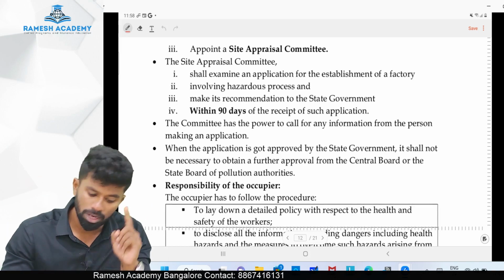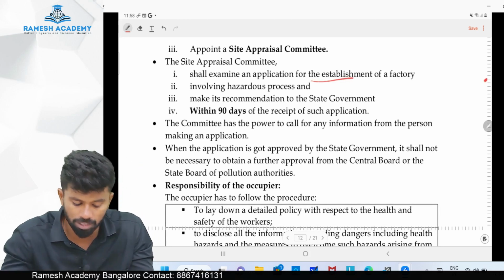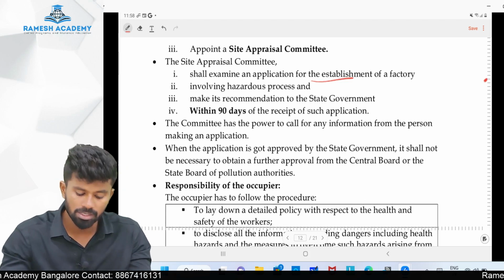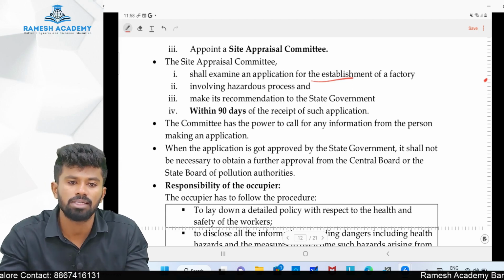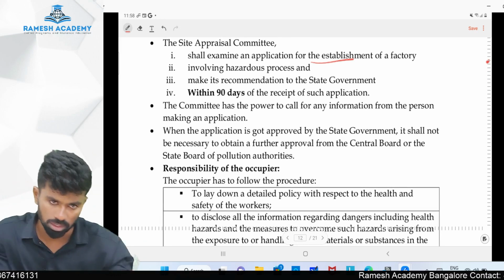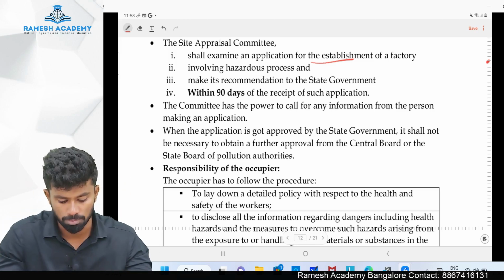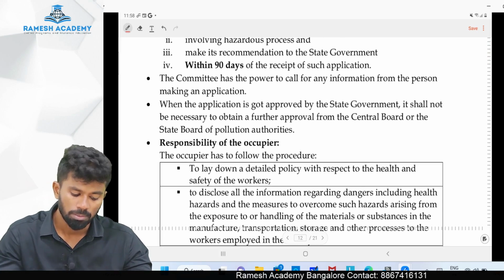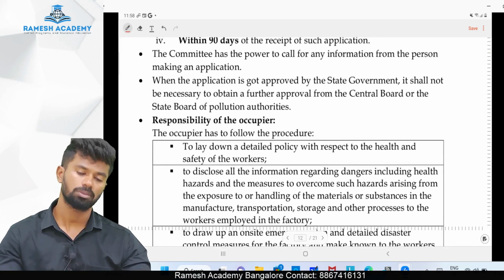The site appraisal committee shall examine the application for establishing of a factory involving hazardous process and make its recommendation to whom? To the state government within 90 days of receipt of such application. So you make application to site appraisal committee, that forwarded to whom? To the state government after examination. Within how many days of receipt of application? 90 days. The committee has the power to call for any information from the person making an application.